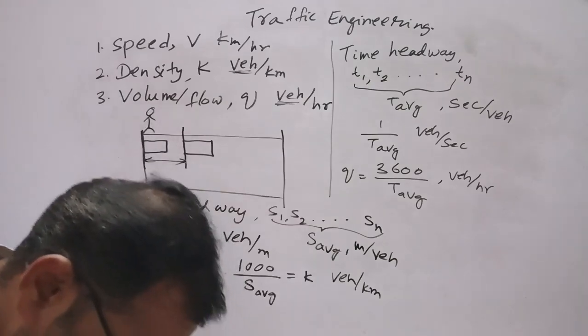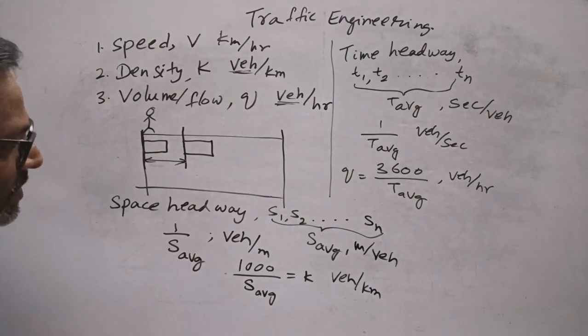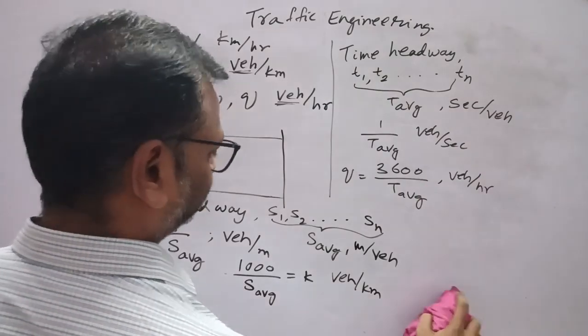So now we know speed, density and volume, briefly. Now we will see the relationship among these three parameters. Right?